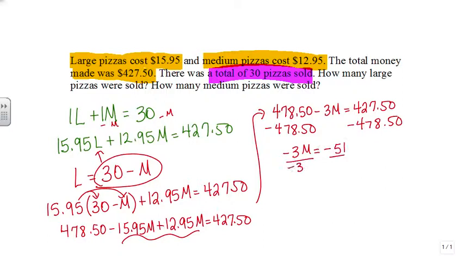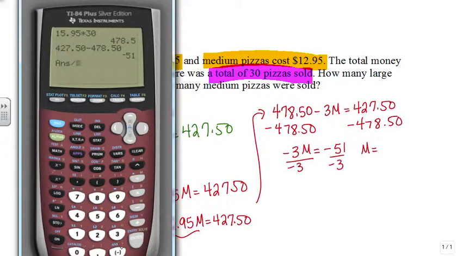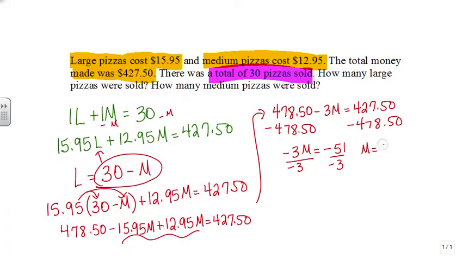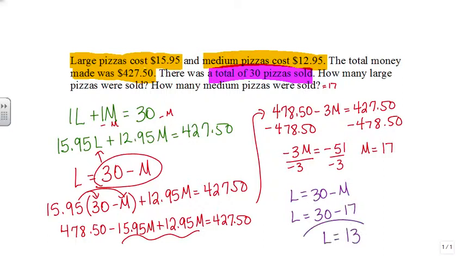If you divide both sides by negative 3, you end up with 17. So that means there were 17 medium pizzas sold. Now to figure out how many large were sold, remember my equation was 30 minus M, so I'm going to say that 30 minus 17 equals the large. So there were 13 large pizzas sold and 17 medium pizzas sold.